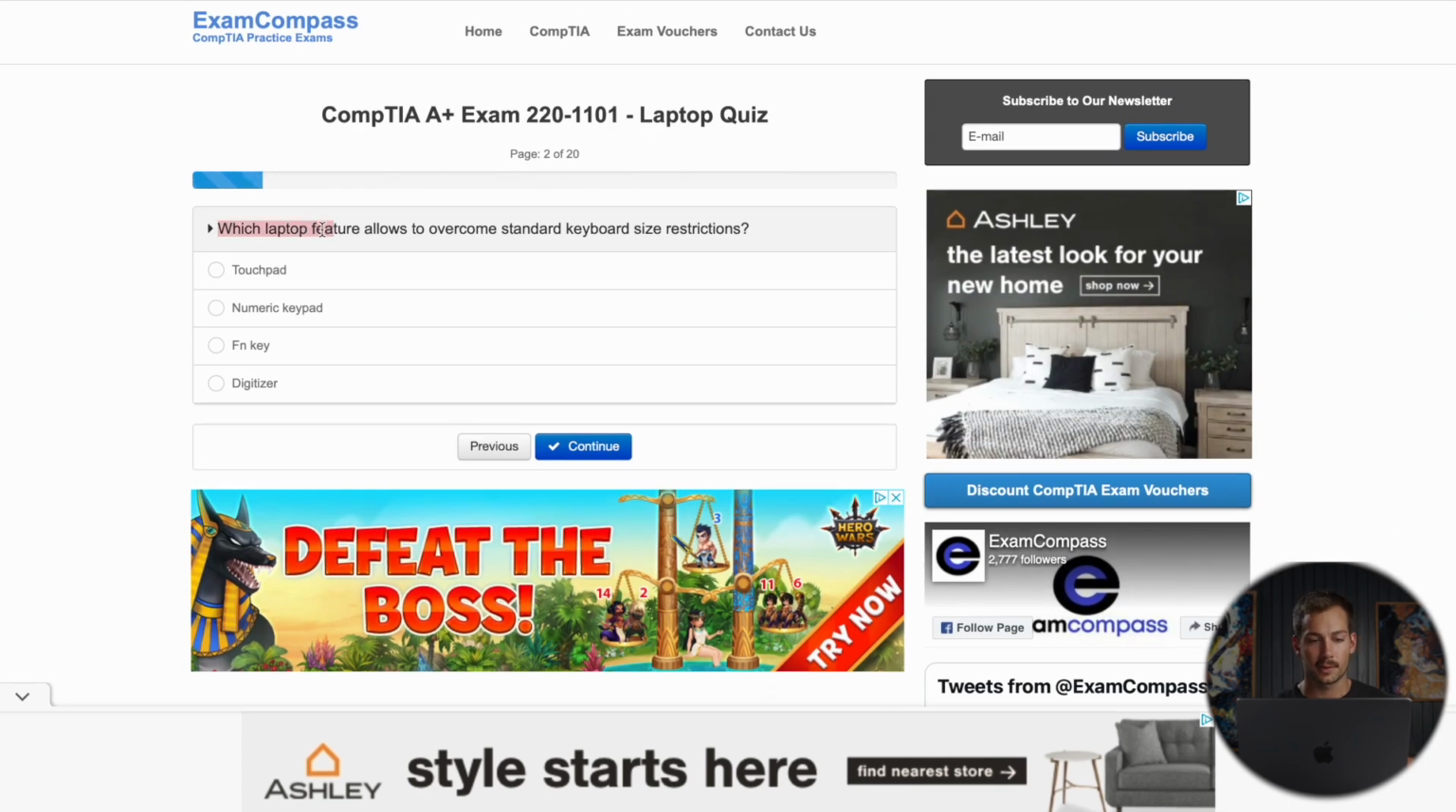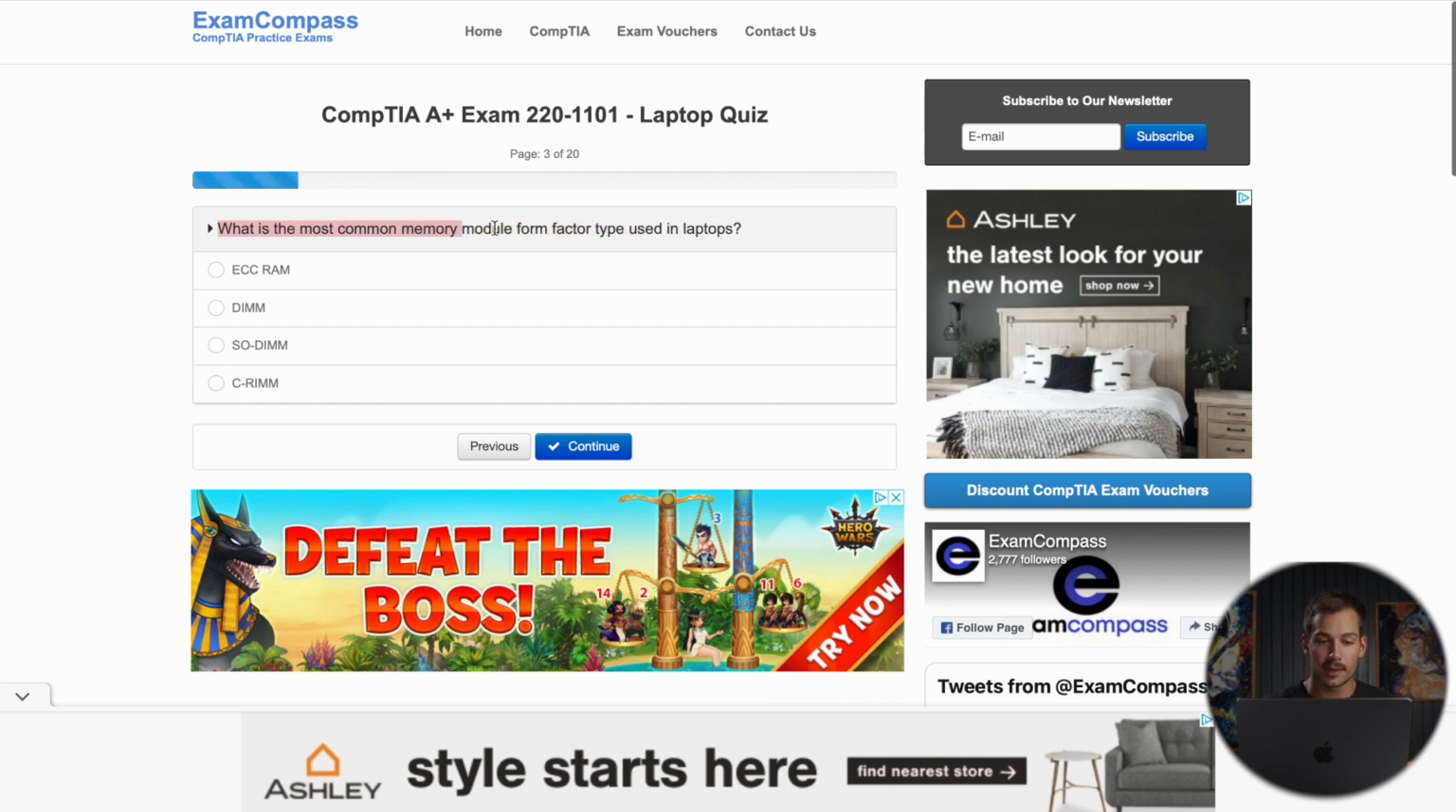All right, the next question reads, what laptop feature allows to overcome standard keyboard size restrictions? Now we can pretty much rule out all of this. The digitizer is a part of the screen. The numeric keypad isn't really relevant to the question. Not all laptops even have these. The touchpad, this is basically our mouse. So the correct answer here is going to be the FN or function key.